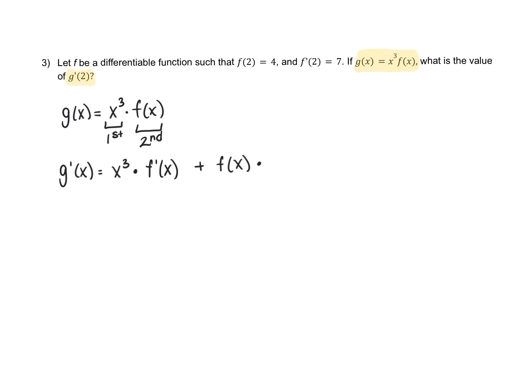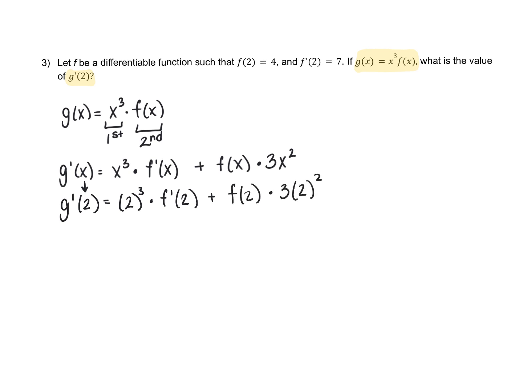Derivative of the first is 3x squared by the power rule. So we've taken the derivative, and now we can answer the question. It's asking to find g prime of 2. So g prime of 2. That means everywhere we see an x, you're going to put in a 2. So 2 to the third times f prime of 2 plus f of 2 times 3 times 2 squared.